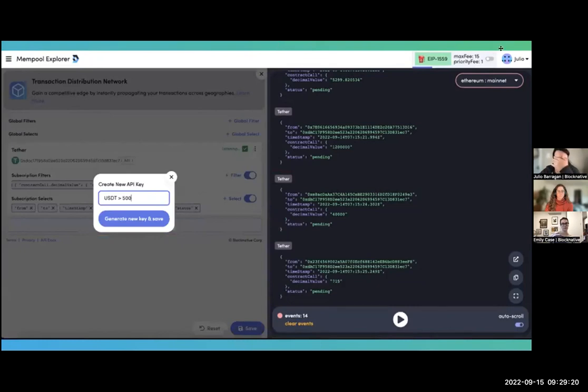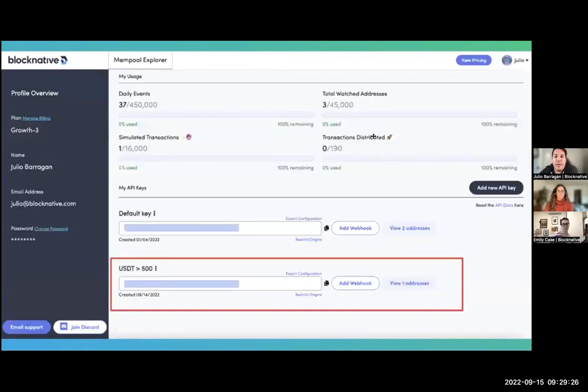From there, you'll be able to go to your account. If you just click on your name on the top right corner, it'll take you to your account and you can see all of the subscriptions that you have saved. For example, my USDT over 500 that I created is right there. And now that we have that saved, there are some pretty interesting things that we can do with it.